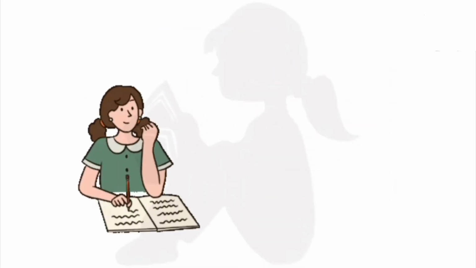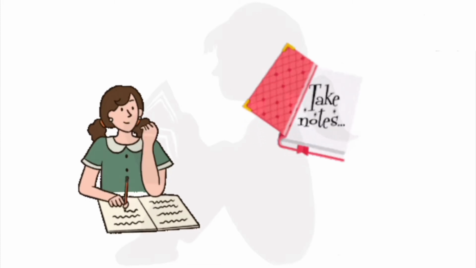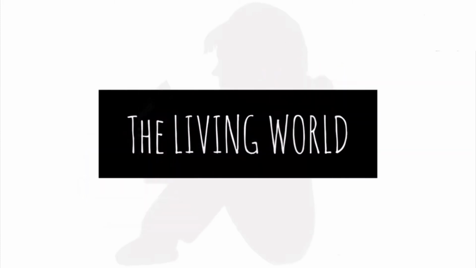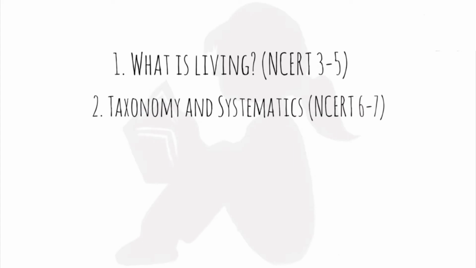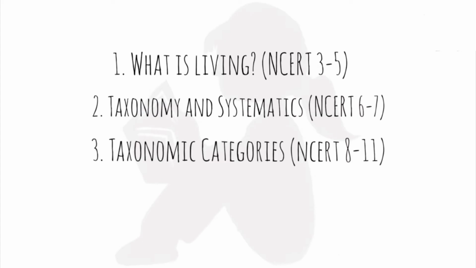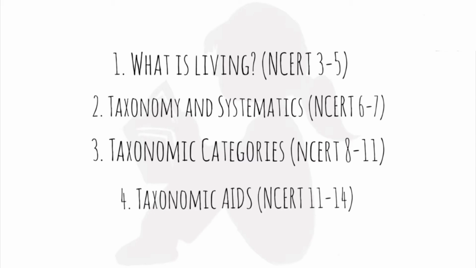Hello NEET warriors, today we will start our first chapter of class 11, the living world, and we will cover 4 topics from this chapter. Number 1, what is living? Number 2, taxonomy and systematics. Number 3, taxonomic categories, and number 4, taxonomic aids.